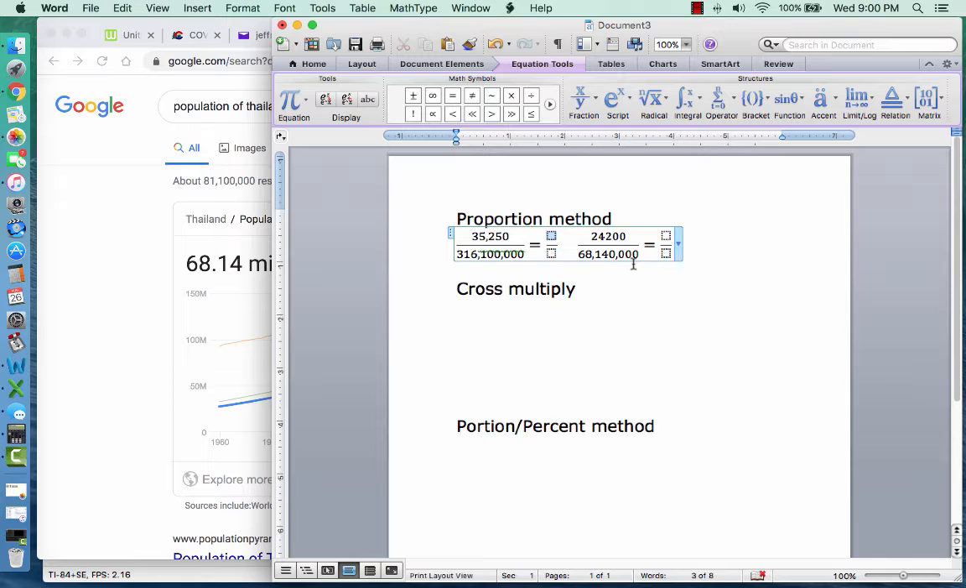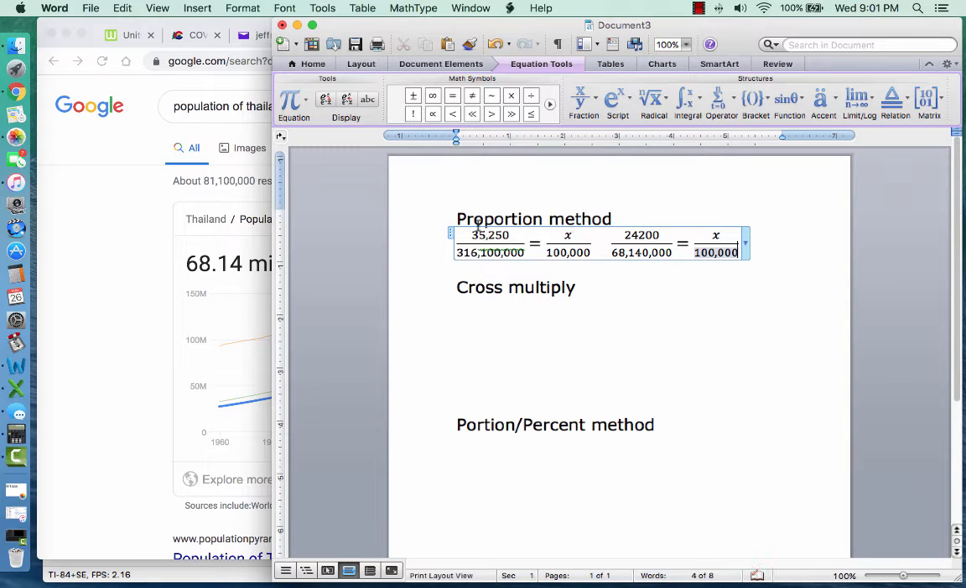So the way you do this is if you know the total number of a statistic to the total population, then you can set up a proportion saying, well, if this is the portion for the totals, then why don't I figure out how many for 100,000 people? And you do the same thing over here for Thailand, how many per 100,000 people. And if you remember how to solve a proportion, the technique is to cross multiply, which means I do 35,250 times 100,000. I do this times x, and then I divide by this 316 million.